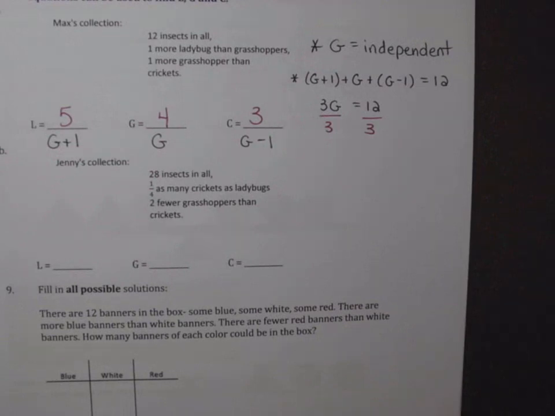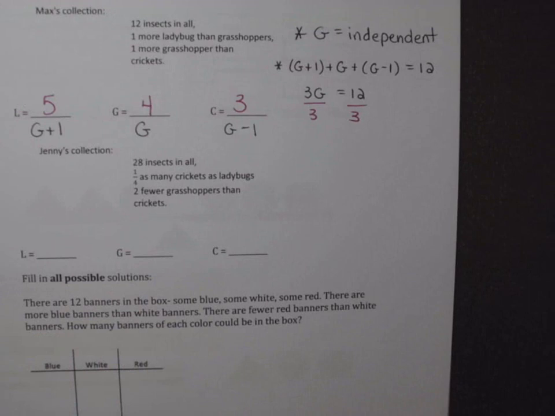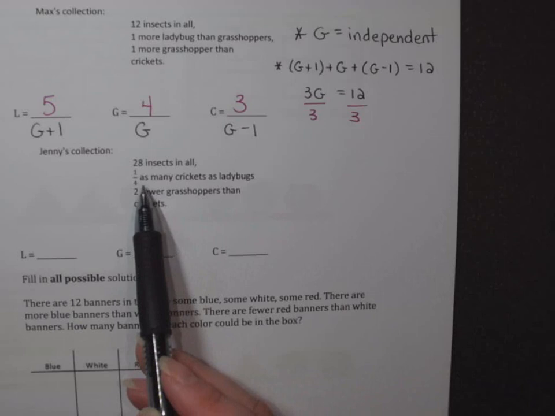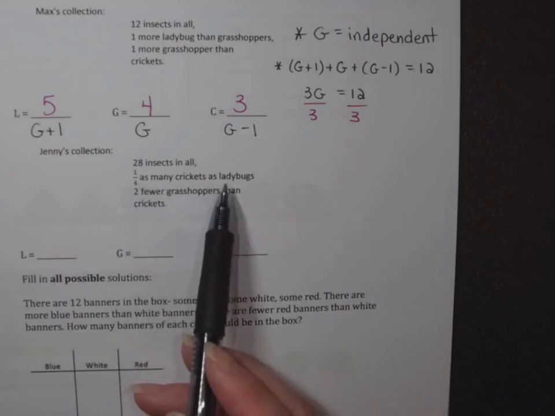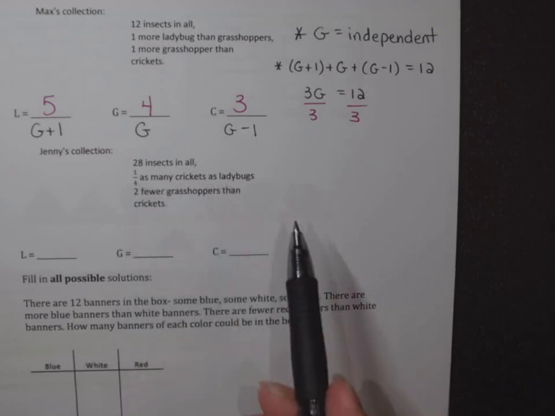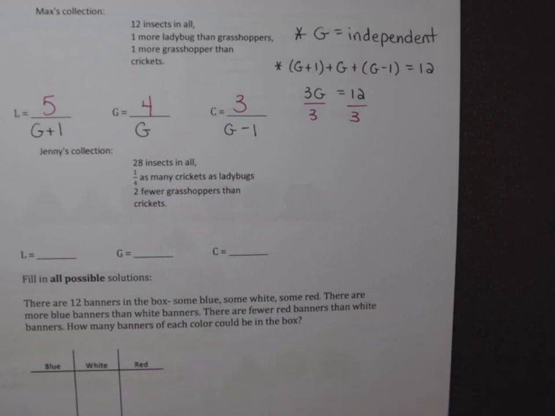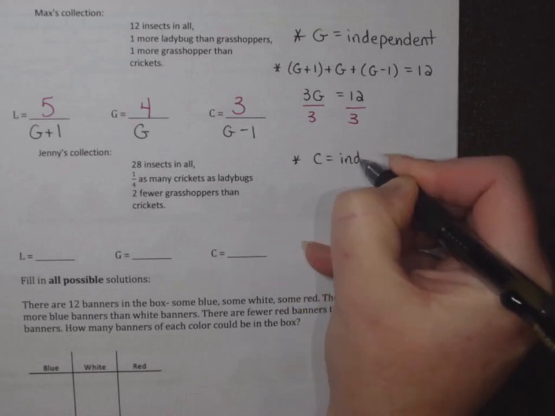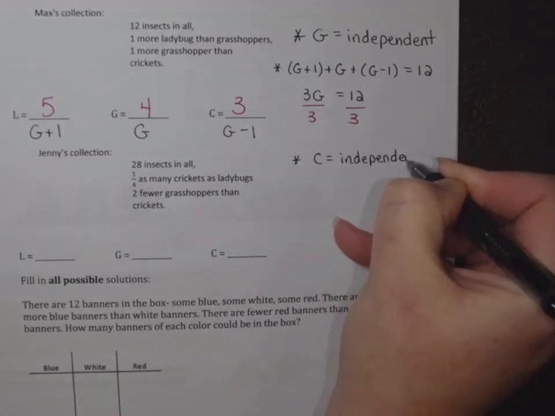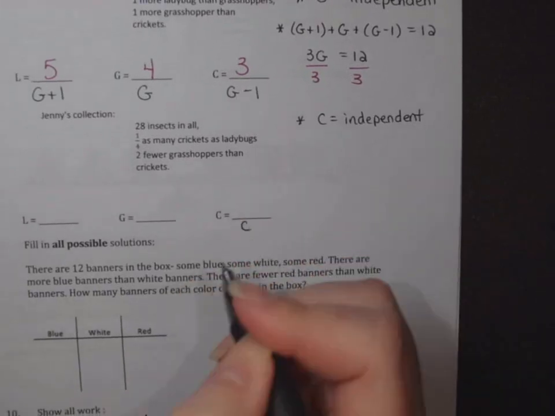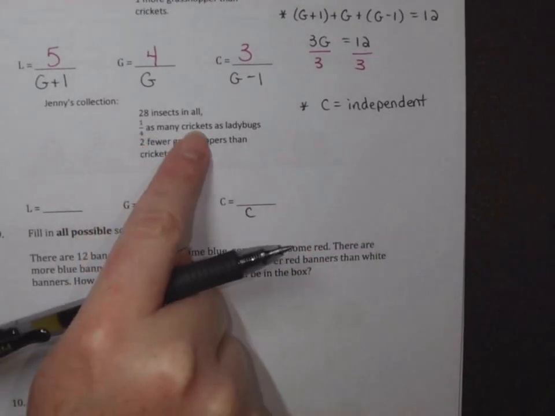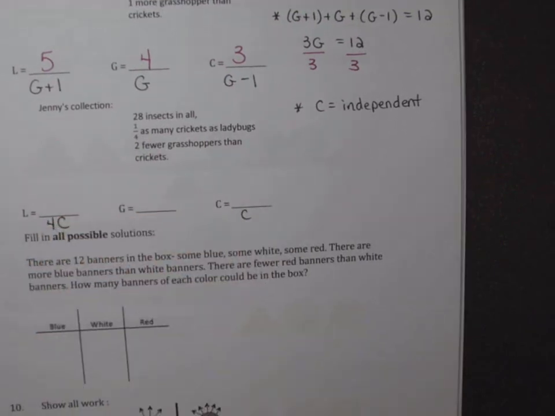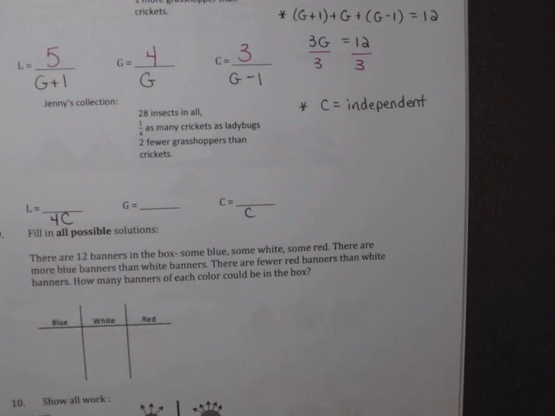In part B, you need to be a little more careful with what you choose as your independent variable, because I really would prefer not to have fractions if I can help it. So if there are a quarter as many crickets as there are ladybugs, okay, then I'm actually going to make crickets my independent variable, because crickets is the uglier one. So let's talk about what that means. That means crickets will be C. Okay, if there's a quarter as many crickets as there are ladybugs, then that means there's 4 times as many ladybugs. So notice I've avoided having to use a fraction, and I like that, right?